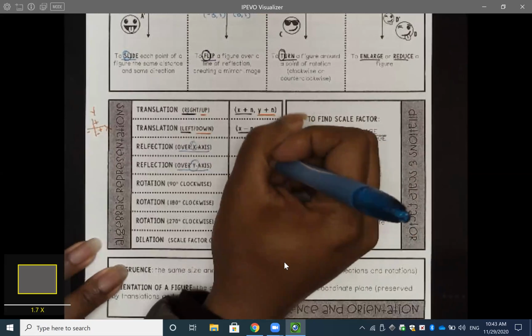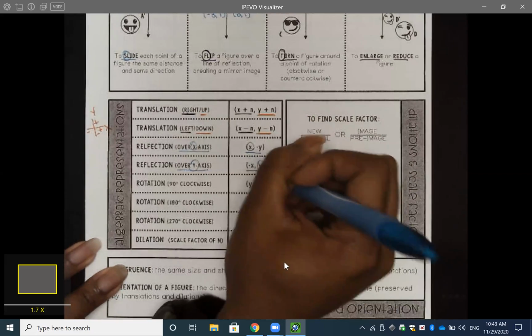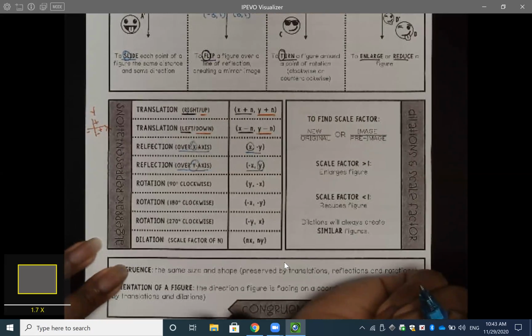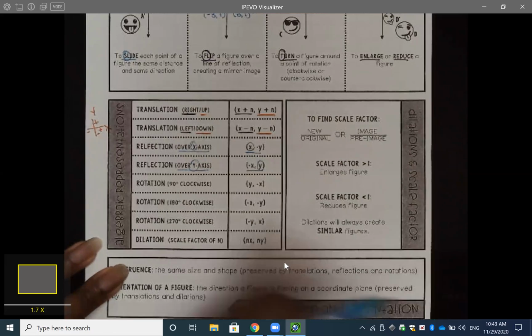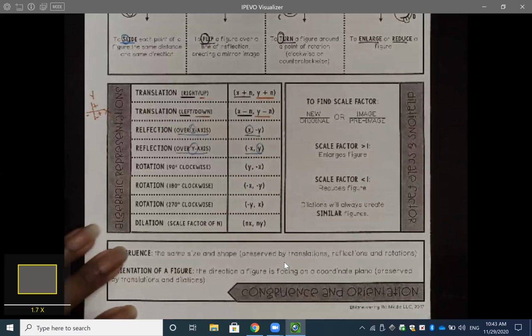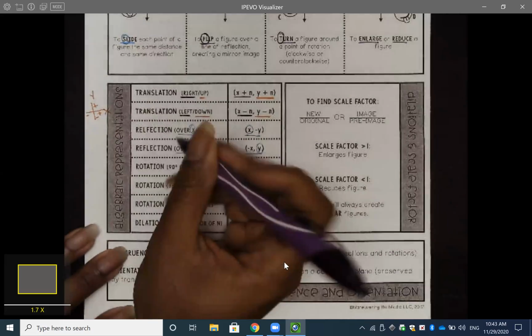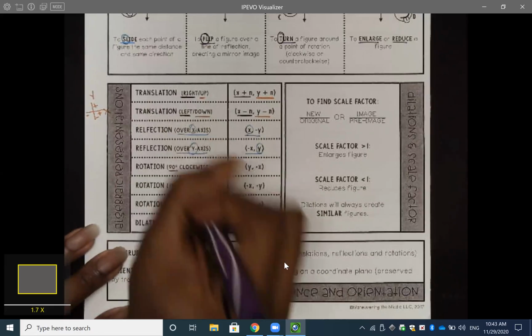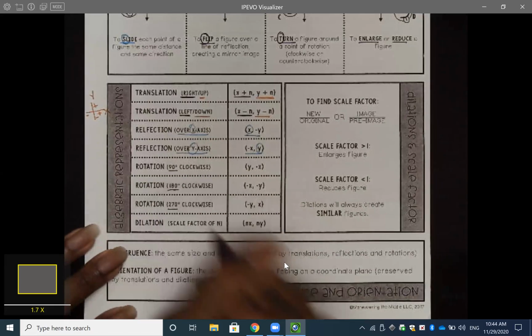If you reflect over the x, x stays the same. You reflect over the y, y stays the same, and the other one becomes the opposite. Okay. Next, we have the rotations, and we deal with mostly the primary three, because at 360 degrees you're back at your original spot. So we do 90 degree, 180 degree, and 270 degree.